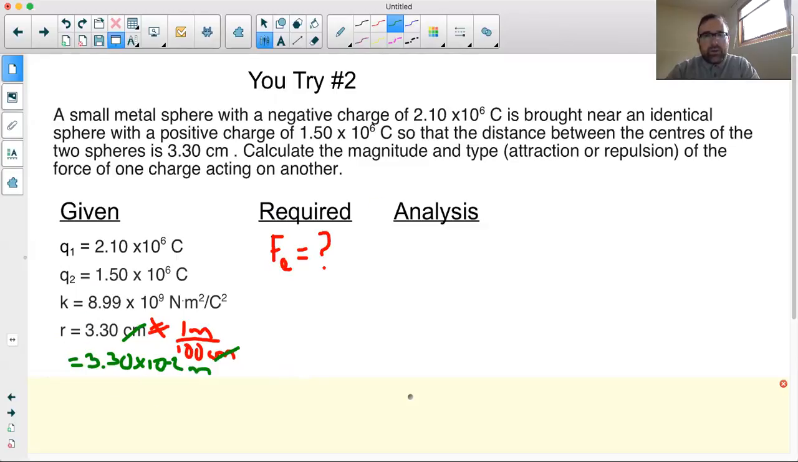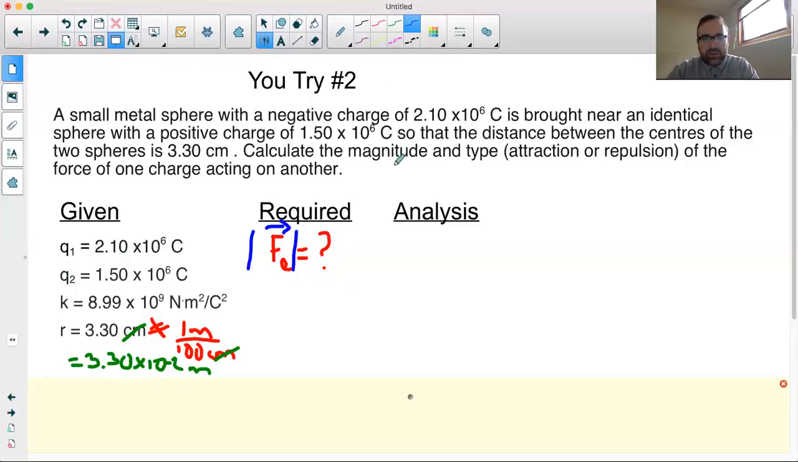So let's look at the required. The required in this case is the electrical force. Keep in mind, it's a vector quantity, so at the end of the day, we're going to have attraction or repulsion. We also know that it is an absolute value. That's what these lines going up and down mean. That means if you did incorporate the negative and the positive sign, it's still not needed, because it is a force, and a force can't be negative.